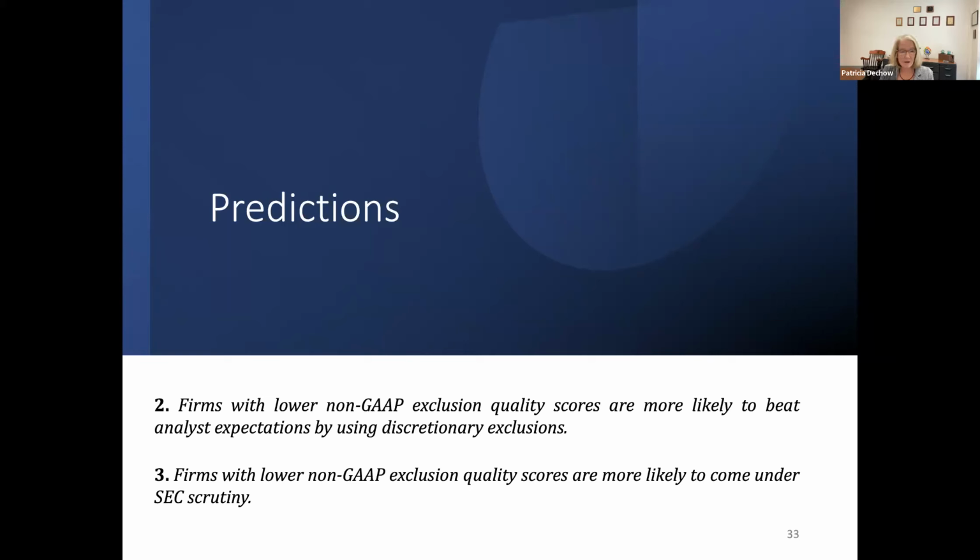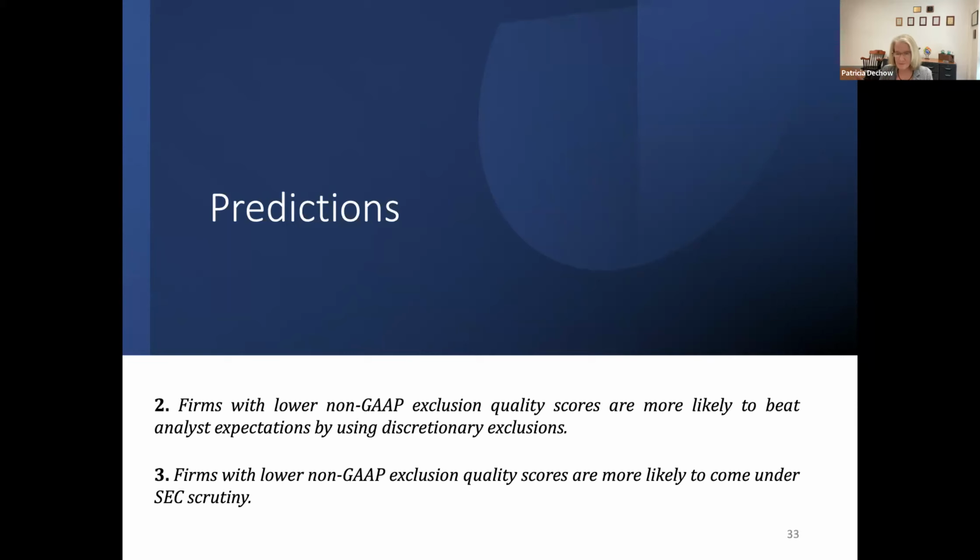So we look at whether low quality, this is another aspect that prior research has looked at. A lot of our tests, if you know this literature, you might have seen them before, but we're just putting them into our context. So firms with low non-GAAP exclusion quality, are they more likely to beat analyst expectations using discretionary exclusions?